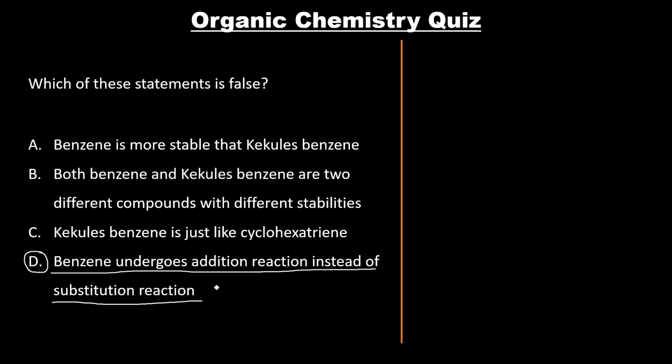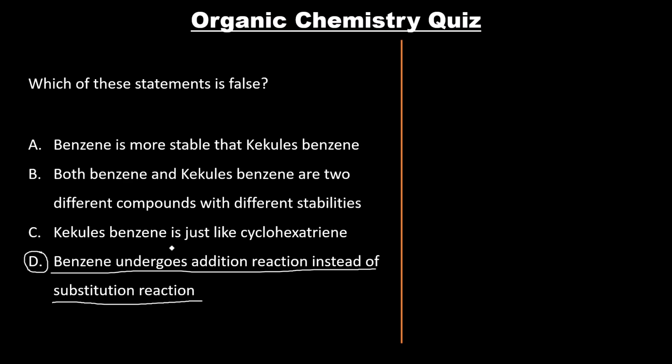This is because benzene is very, very stable because of the presence of the delocalized electrons. So because it is very stable, it will rather like to substitute one of the hydrogens with any other atom, but not addition reaction. So our correct answer is D. But how are we sure that A, B, C are true statements? Let's look at the very first option. Benzene is more stable than Kekule's benzene, and that is very, very true.